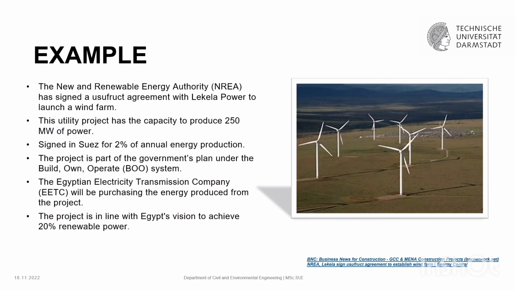Now let's look at an example of usufruct in Egypt. In 2019, the New and Renewable Energy Authority signed a usufruct agreement with Lekela Power to launch a wind farm with 250 megawatt capacity in Suez Governorate. The company has received the land allocated for the project upon the usufruct agreement with Suez for 2% of produced energy annually. As this project is part of the Egyptian build-own-operate framework, it is being jointly developed by NREA of Egypt, Lekela Egypt, and the Egyptian Electricity Transmission Company. And EETC is purchasing the electricity produced from this project.